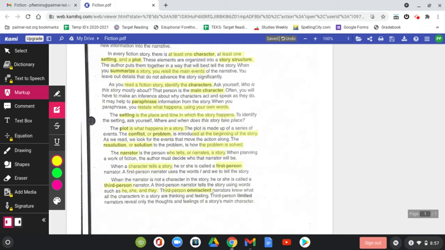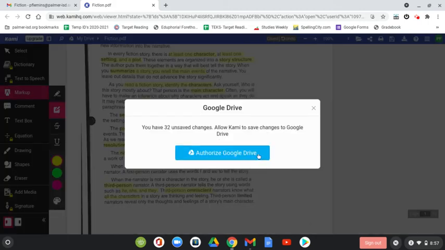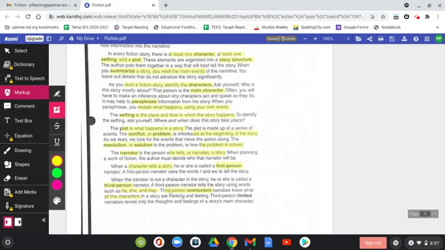Now, third person omniscient is when your narrator knows the thoughts and the feelings for all the characters. Okay, so he knows the thoughts and the feelings of all the characters. Sorry about that, guys. All right, and then that last one is our third person limited.